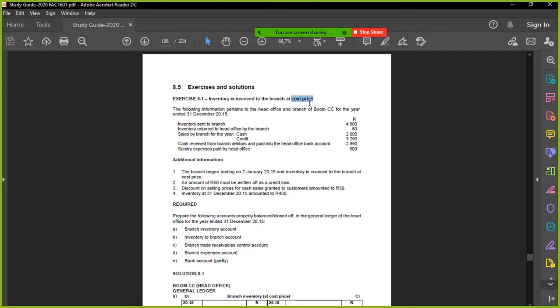I doubt cost price will come up in the exam. Okay, generally, selling price is tested. Why? Because it's more difficult. Okay, you've actually got to bring in a markup. You've got to calculate the markup. Sometimes you've even got to apply the markup, depending on what you've been given.